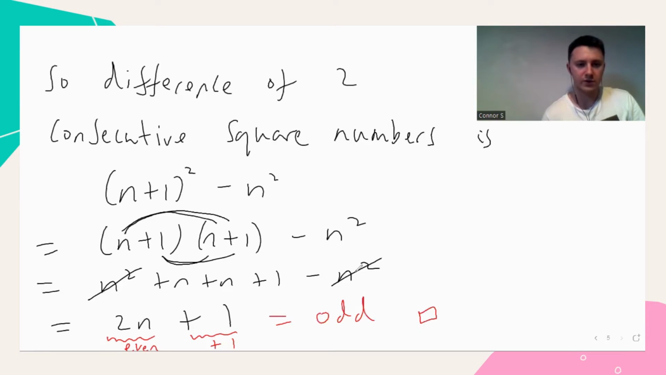So therefore we've proved it. We've proved that the difference between any two consecutive square numbers must be an odd number.